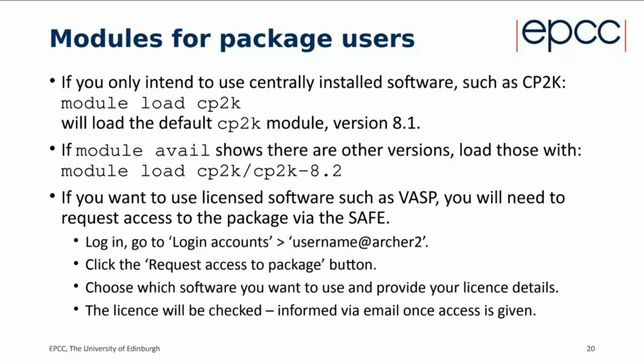So you'd log in, you'd go to Login accounts, and then your username at ARCHER2 to get to your account page. You then click on the Request access to package button, and then you choose which software you want to use, and provide your license details, whatever they may be for the software in question. That will then create a query for us. We'll go and check your license, and then we might need to get back to you with questions, but assuming everything checks out okay, we can then approve your access to that software. We'll send you an email to say you're ready to go, and at that point you can hop back onto ARCHER2, do a module load vasp or whatever you want to use, and you'll be able to use it.